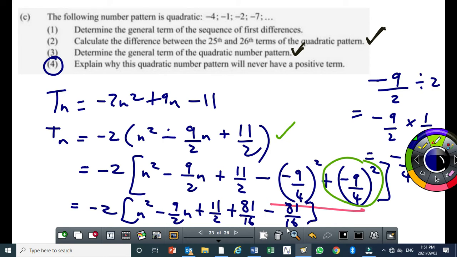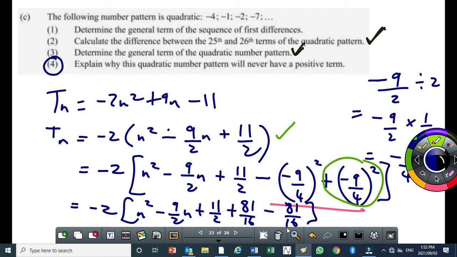I'm completing the square. Then I can add these two. If I add these two, what is 11 over 2 plus 81 over 16? You multiply the 11 by 8, the 2 by 8. So that will give you 88 plus that 81 to give you 169 over 16. So let me move on to the next page.